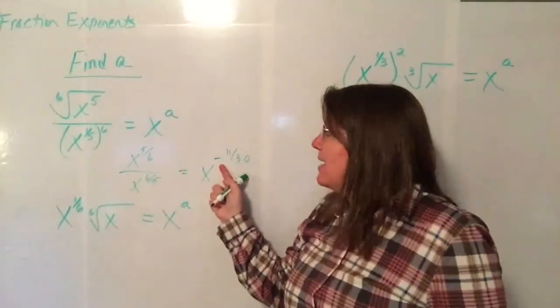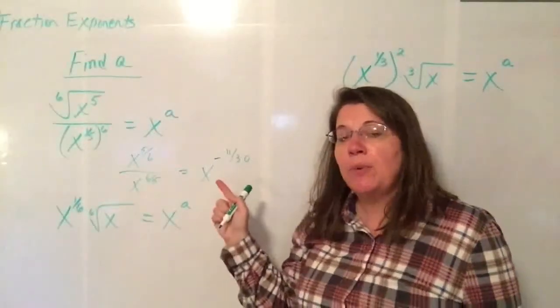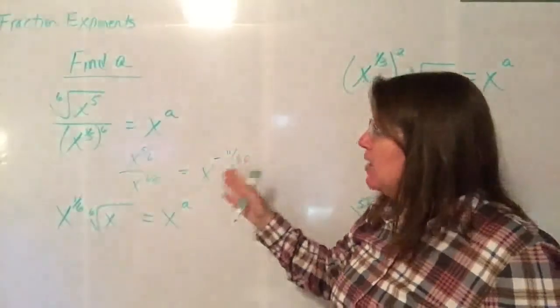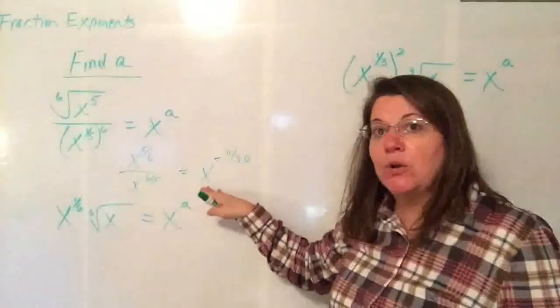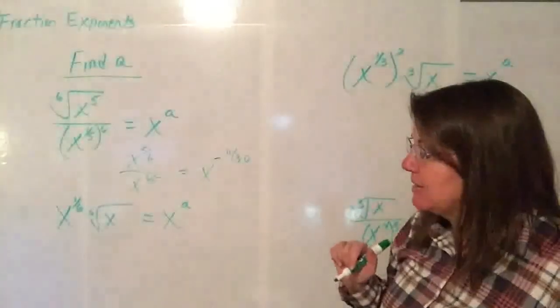Now, that is a negative exponent, but it's okay in this case to have a negative exponent because all they were asking for is the value of A. A here would have to be a negative exponent if we have an x that stands alone to a certain exponent. So it would have to be negative in that case.